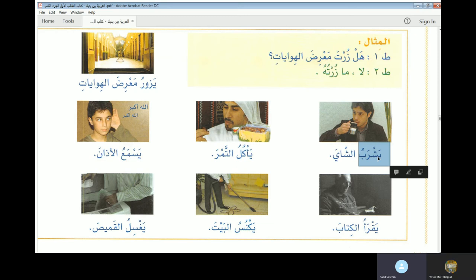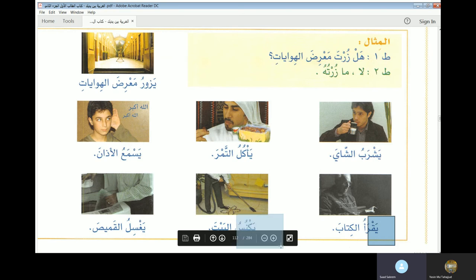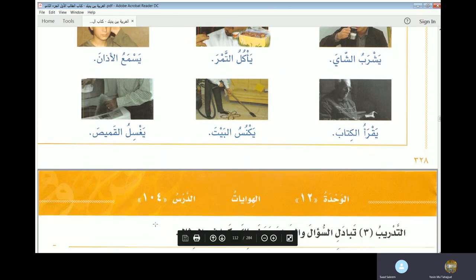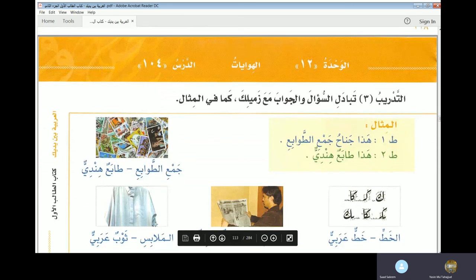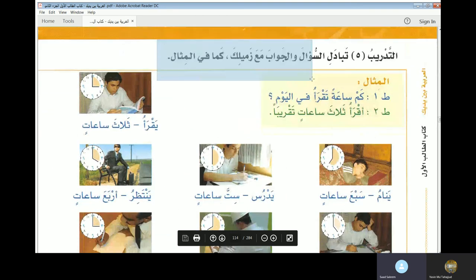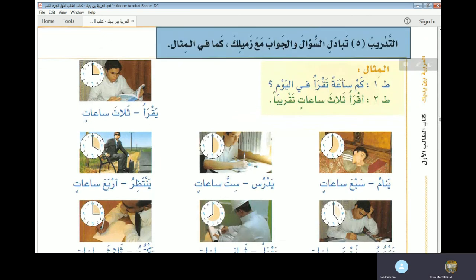So I recommend you to do a similar kind of work for both fil mazi and fil muzari for all these words: yazuru, yashrabu, yakulu, yasma'u, yakra'u, yaknusu, yaksilu. Okay? Okay, I can do that, inshallah. And after doing that, send me in the homework group. Okay. Next, exercise five.